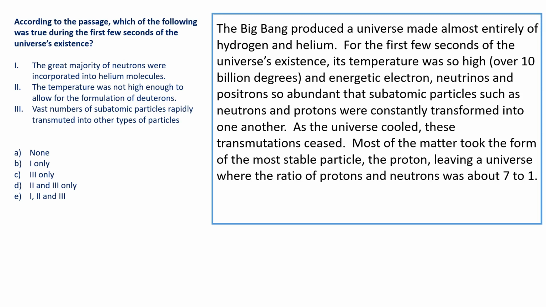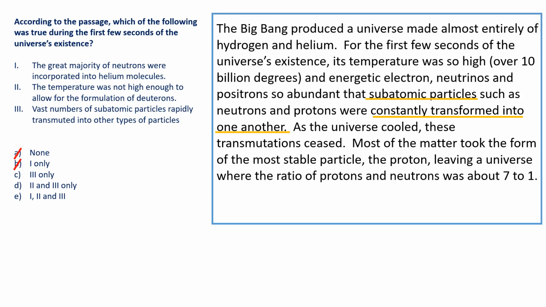Okay, so Roman numeral number 3 says vast numbers of subatomic particles rapidly transmuted into other types of particles. Okay, what does that mean in our own words? It means particles are changing into other particles. Okay, let's see if we get anything like that in the paragraph, and I'm reading. Oh, shoot. Subatomic particles constantly transformed into one another. Okay, yep. So that means that answer choice 3 is in fact correct. But we do get to cross off answer choice A and answer choice B.